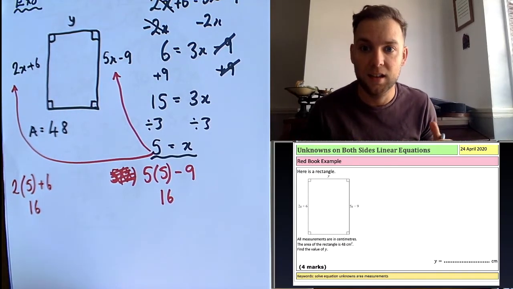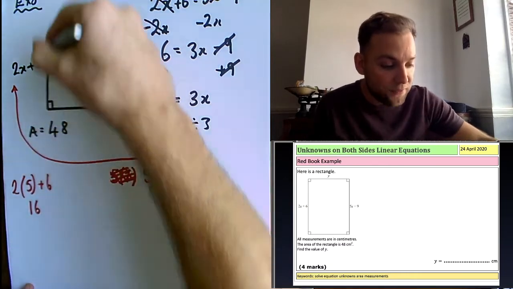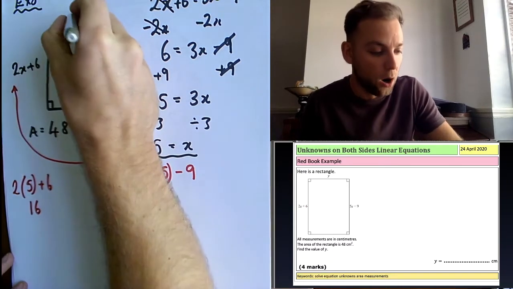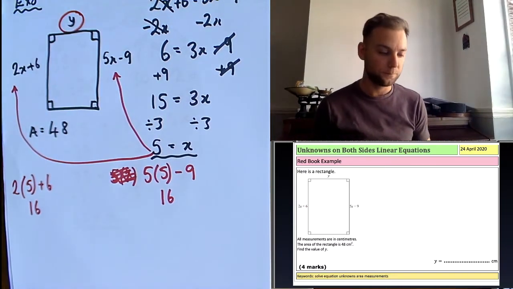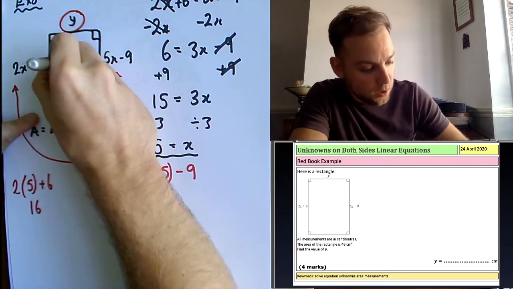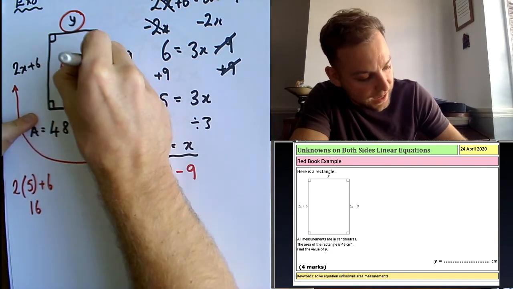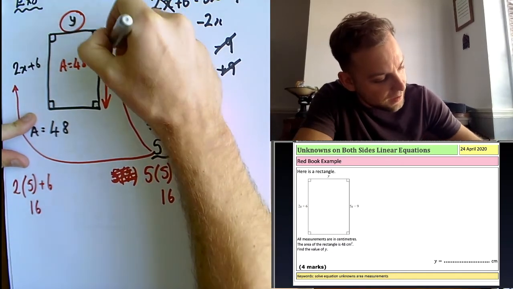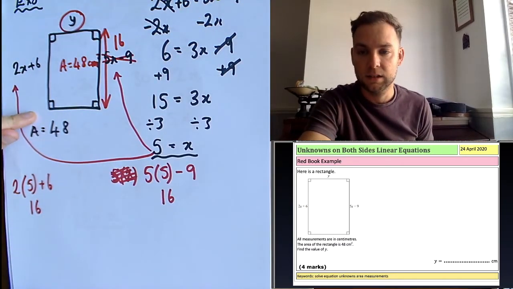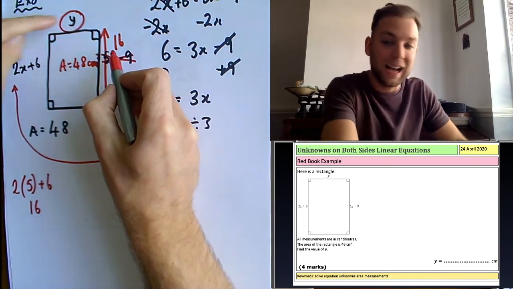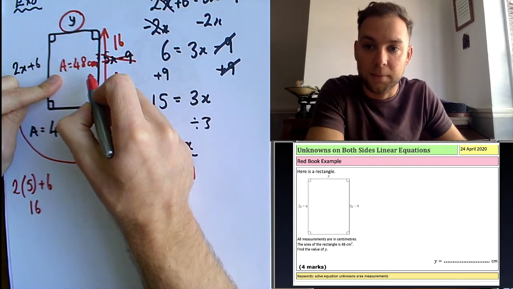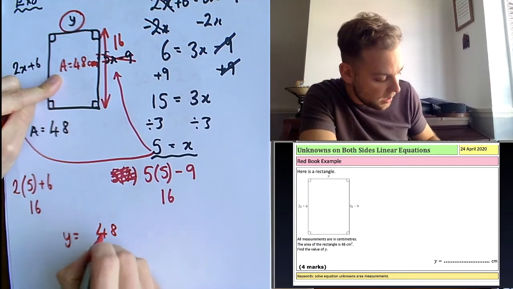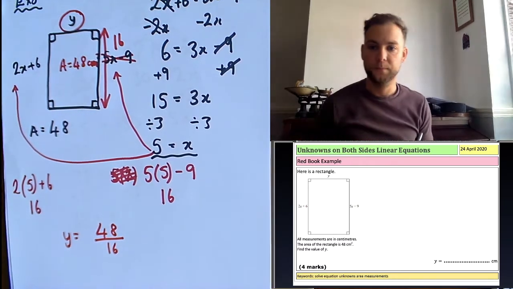Have I finished yet? No, I haven't. I know the length of one of these sides is 16, but the question is asking for what is the value of y at the top. So you know that your area is equal to 48 centimetres squared. You now know that this length here is equal to 16. So I know that 16 times something is equal to 48. Or the other way around, y is equal to the area divided by one of the sides.